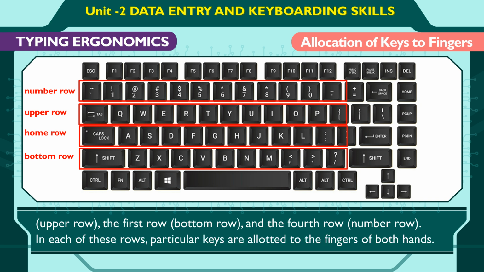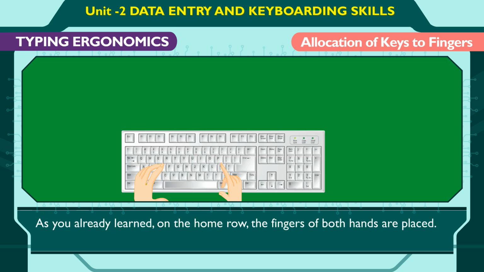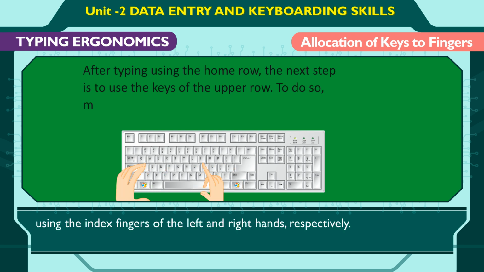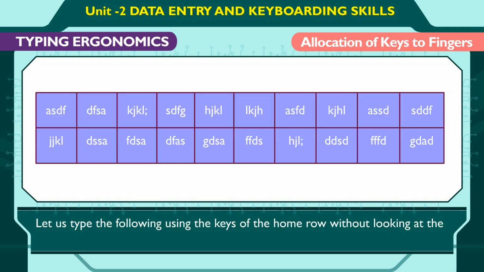In each of these rows, particular keys are allotted to the fingers of both hands. As you already learned on the home row, the fingers of both hands are placed. The keys G and H are left on the home row and can be pressed by using the index fingers of the left and right hands respectively. Let us type the following using the keys of the home row without looking at the keyboard.